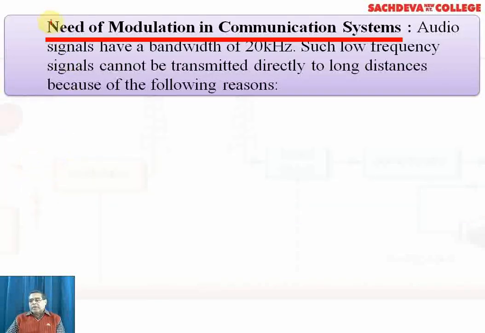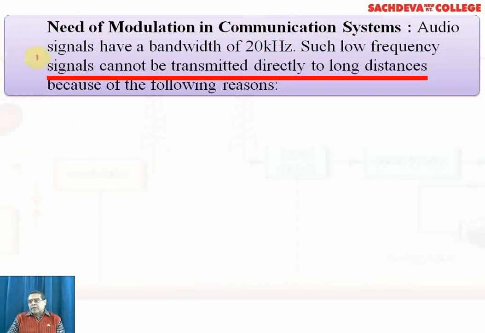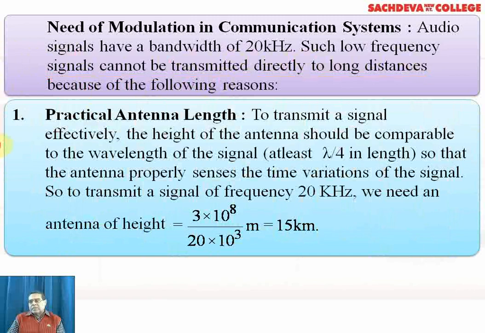Now, what is the need of modulation in a communication system? The audio signals have a bandwidth of 20 kilohertz, that is 20,000 hertz. Such low frequency signals cannot be transmitted directly to long distances because of the following reasons. I have already explained the reasons, but here we will elaborate on them.